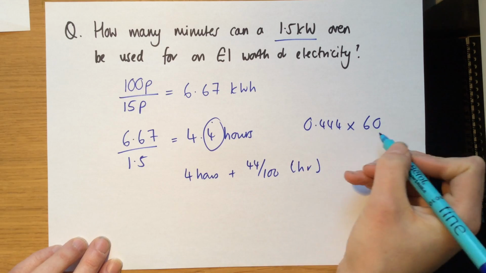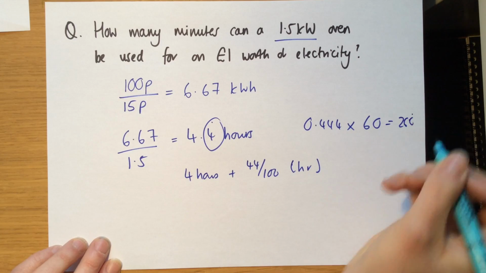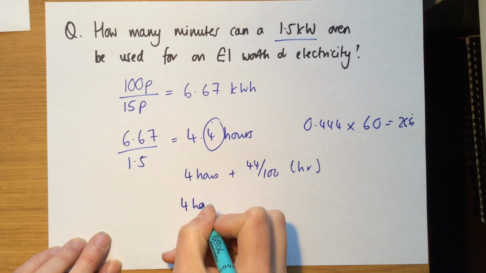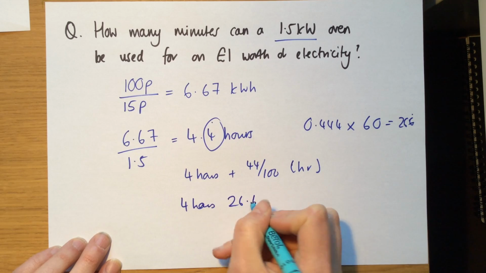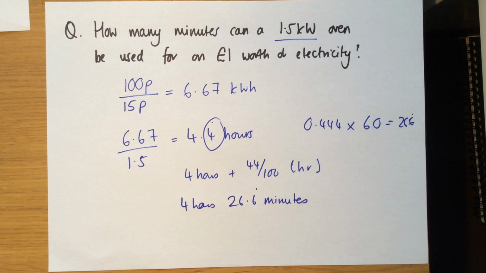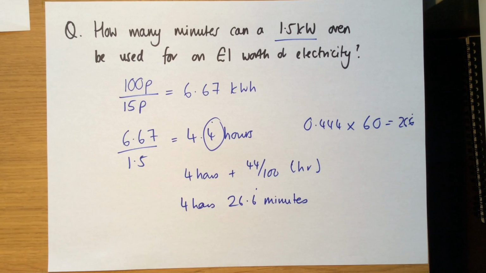Okay, now 0.444 of 60 minutes is actually equal to 26.6. So this oven can be used for 4 hours and 26.6 minutes. Okay. So once you've used this oven for 4 hours and 26.6 minutes, you'll have used £1 worth of electricity. So that's an example of a question that you could be given. That's probably a little bit harder than you usually get given. But that's just using the idea of kilowatt hours and price.